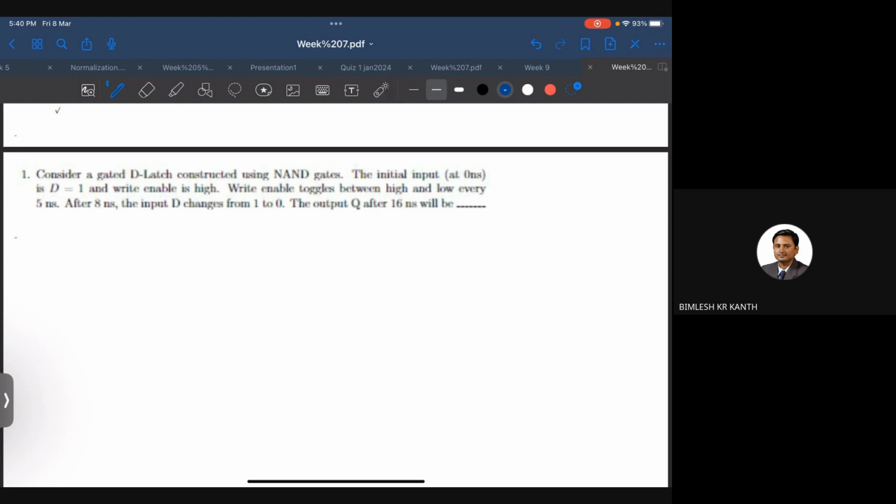The diagram will be the same as the one we were discussing, correct? It will be the same. You just have to calculate it. What will happen?